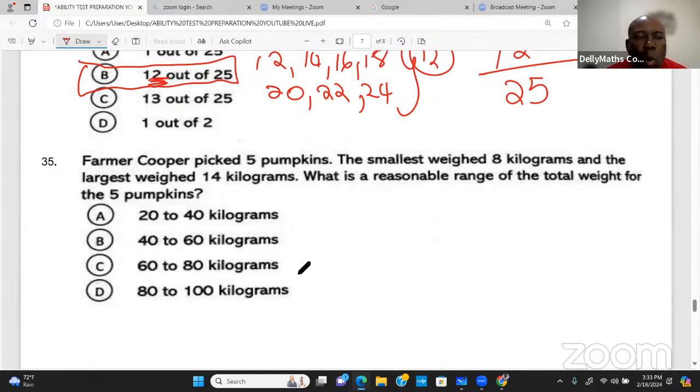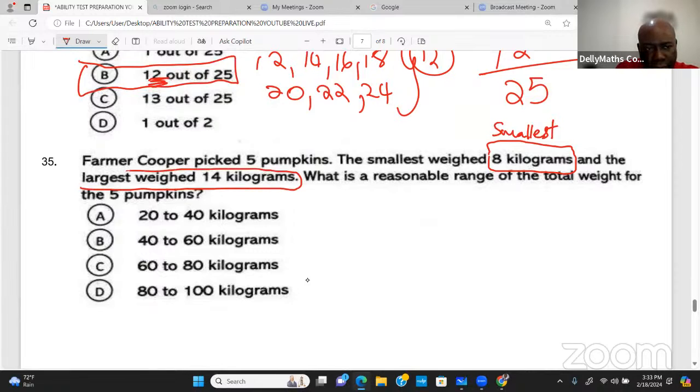It says Farmer Cooper picked 5 pumpkins, all right? The smallest weigh 8. You want to pay attention to details. It says the smallest weigh 8 kilograms, smallest. This is the smallest, so you want to make note. And then the largest. So the largest, I could just leave this as here. Farmer Cooper picked five. You see how many we picked? Only five. Okay. All right.